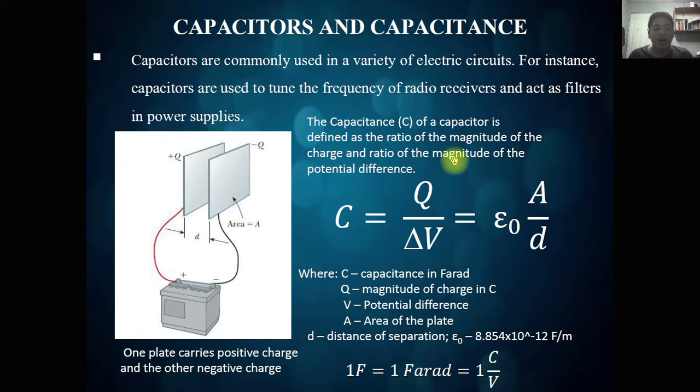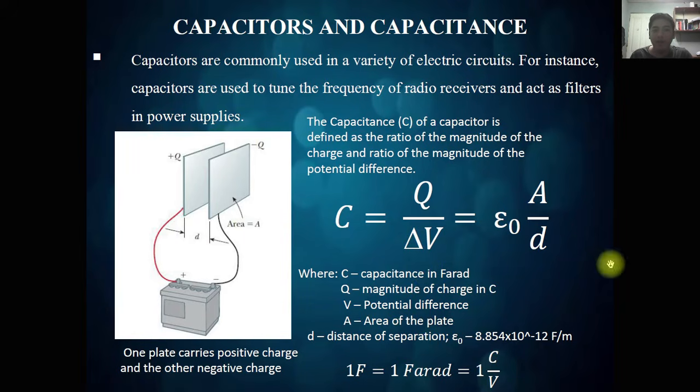To formally define, the capacitance of a capacitor is defined as the ratio of the magnitude of the charge to the magnitude of the potential difference. I'm so sorry, this should be the magnitude of the charge over the magnitude of the potential difference. Mathematically, to get the capacitance of any capacitor, we can use this formula: C is equal to Q, the magnitude of charge of any charge plate here, divided by the voltage difference, or the potential difference, between them.